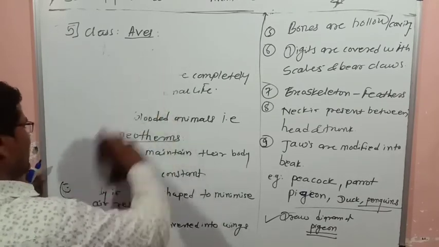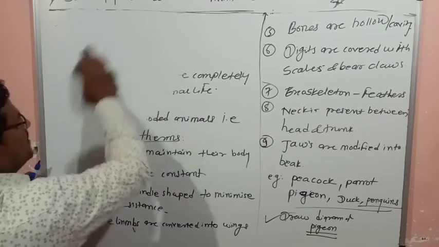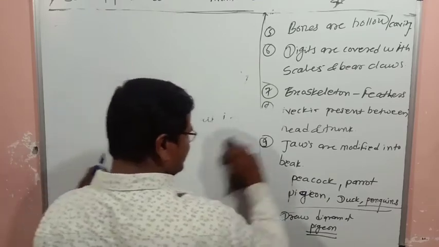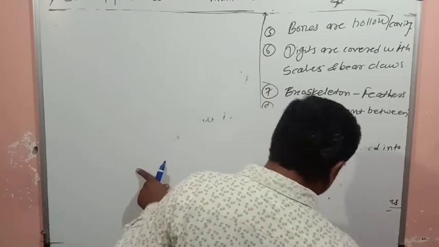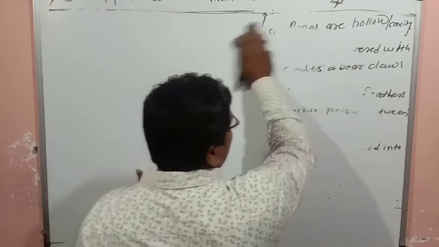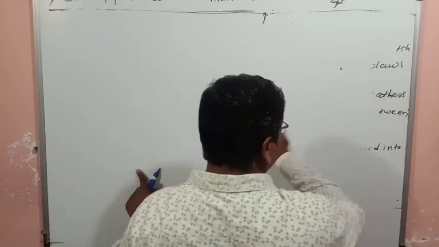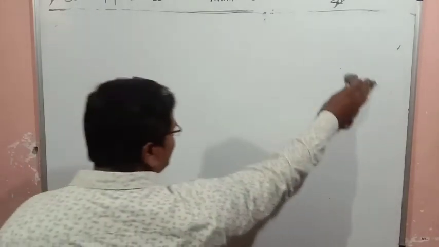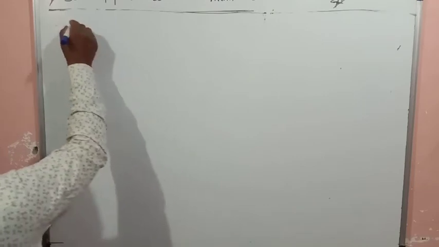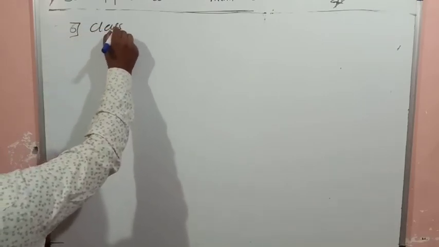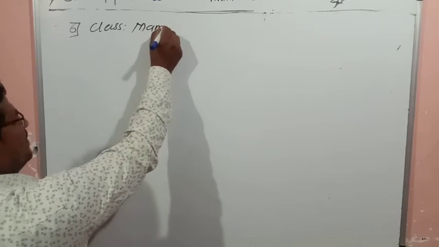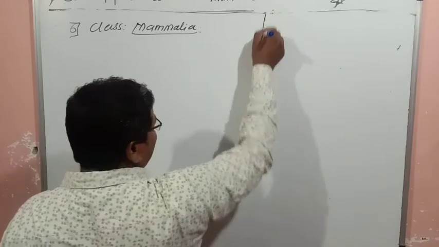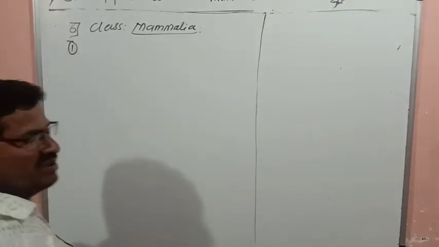Which class are we going to study? Class number 6 from the Vertebrata is Mammalia, or mammalians. Such animals are called mammalians. In that class, we will study their characteristics and their examples. First, we will see the characteristics.